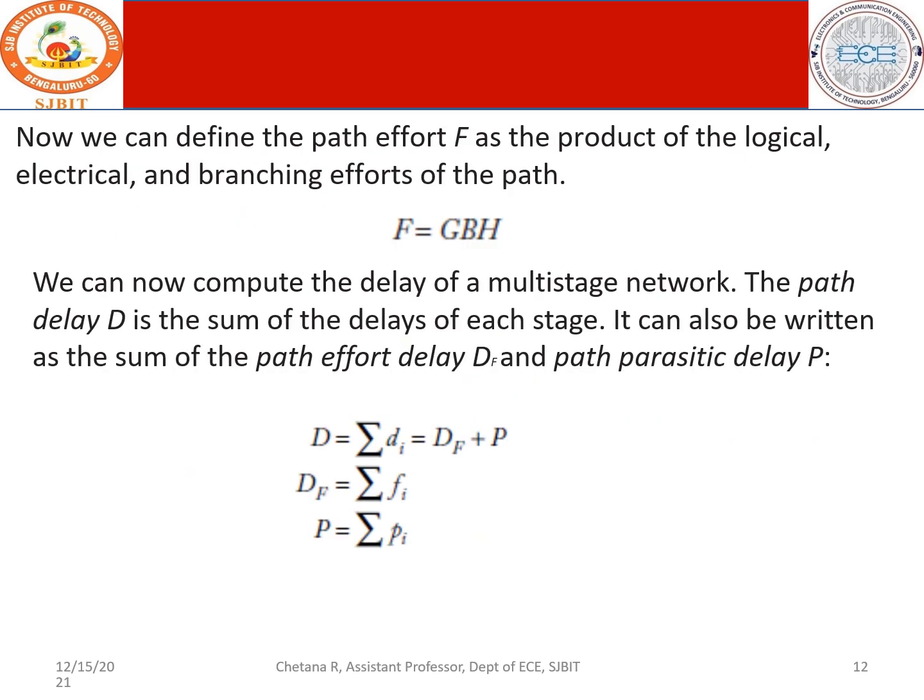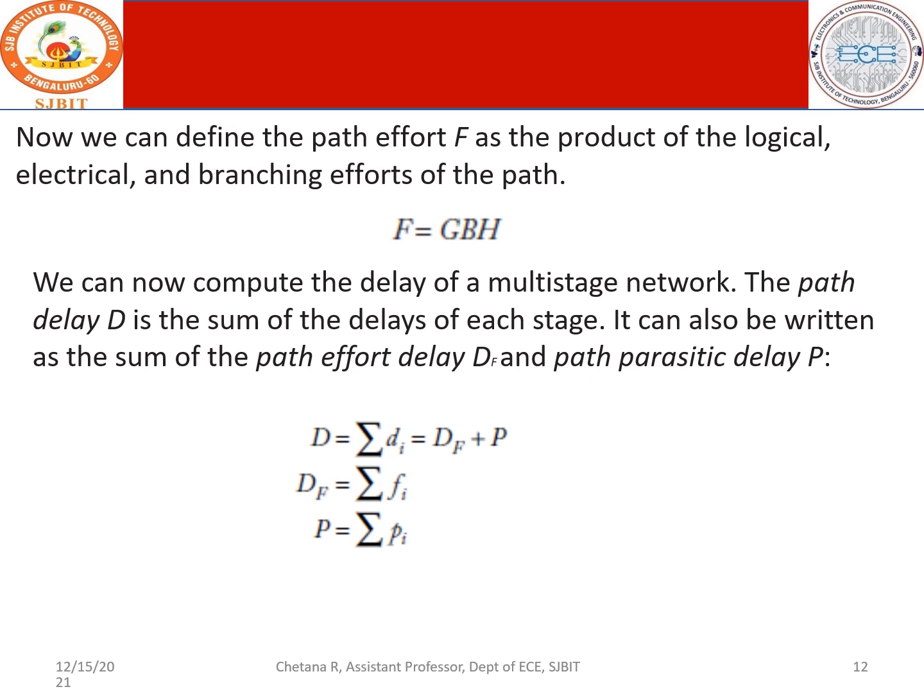Now we define the path effort F. Path effort F is defined as the product of logical, electrical and branching efforts. Logical is given by G, electrical is given by H, and branching effort is B. So all these things are considered, and that gives you the value of F. All parameters included have to be multiplied.